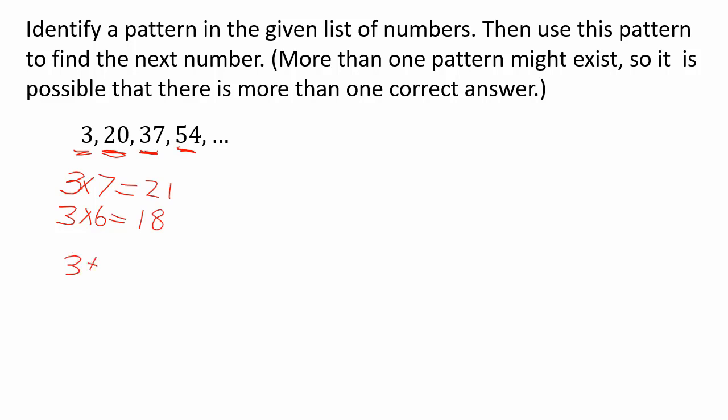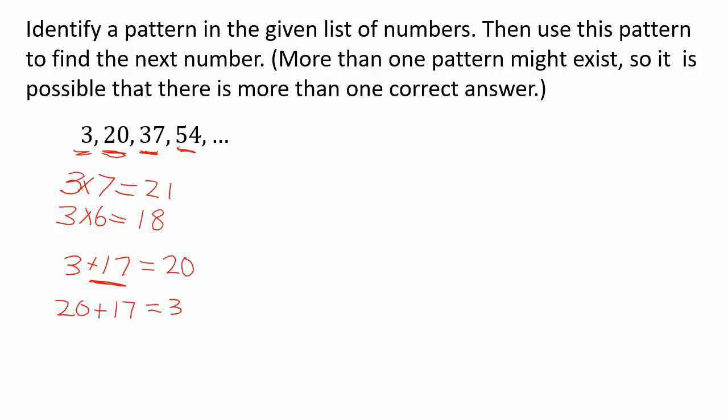If I start with 3 and I add 17, then I do end up with 20. That is the next term. I'm guessing right now, my conjecture is add 17 to the terms to get to the next term. The second term is 20. If I add 17 to it, do I get to the third term?